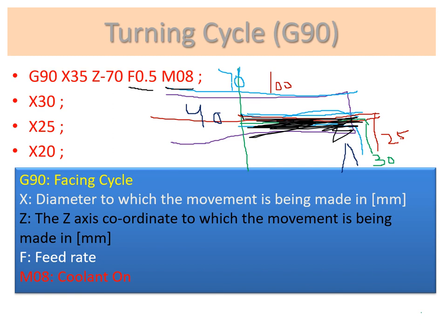So let me summarize. With the help of the turning cycle, this whole cycle and its four passes, we have reduced the dia to 20 mm. The initial dia was 40 mm, we reduced it to 20 mm along 70 mm length up to this point. Okay, we have done the turning in four different steps, not in one single step as discussed in the last lecture. This is for safety of the tool, otherwise the tool will heat up.